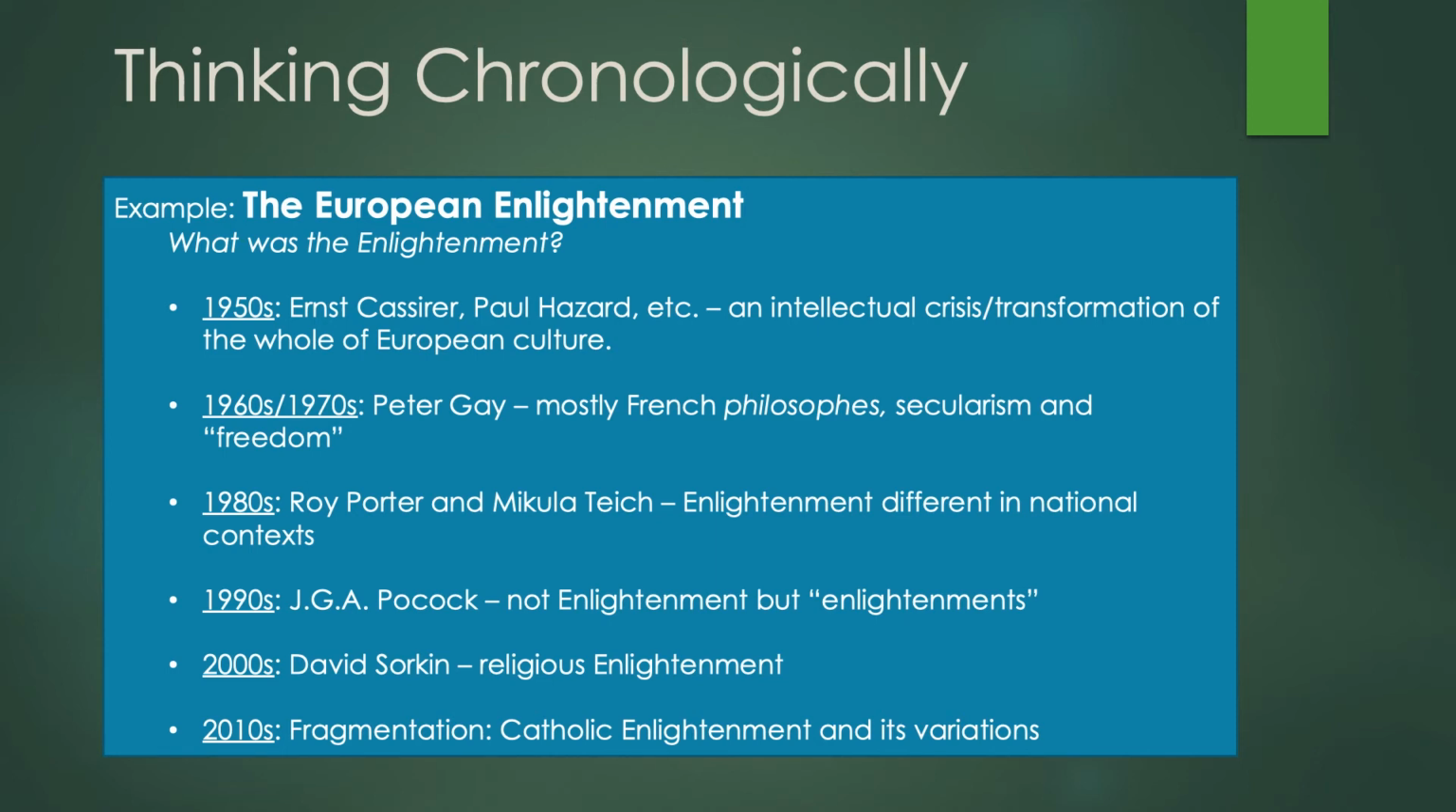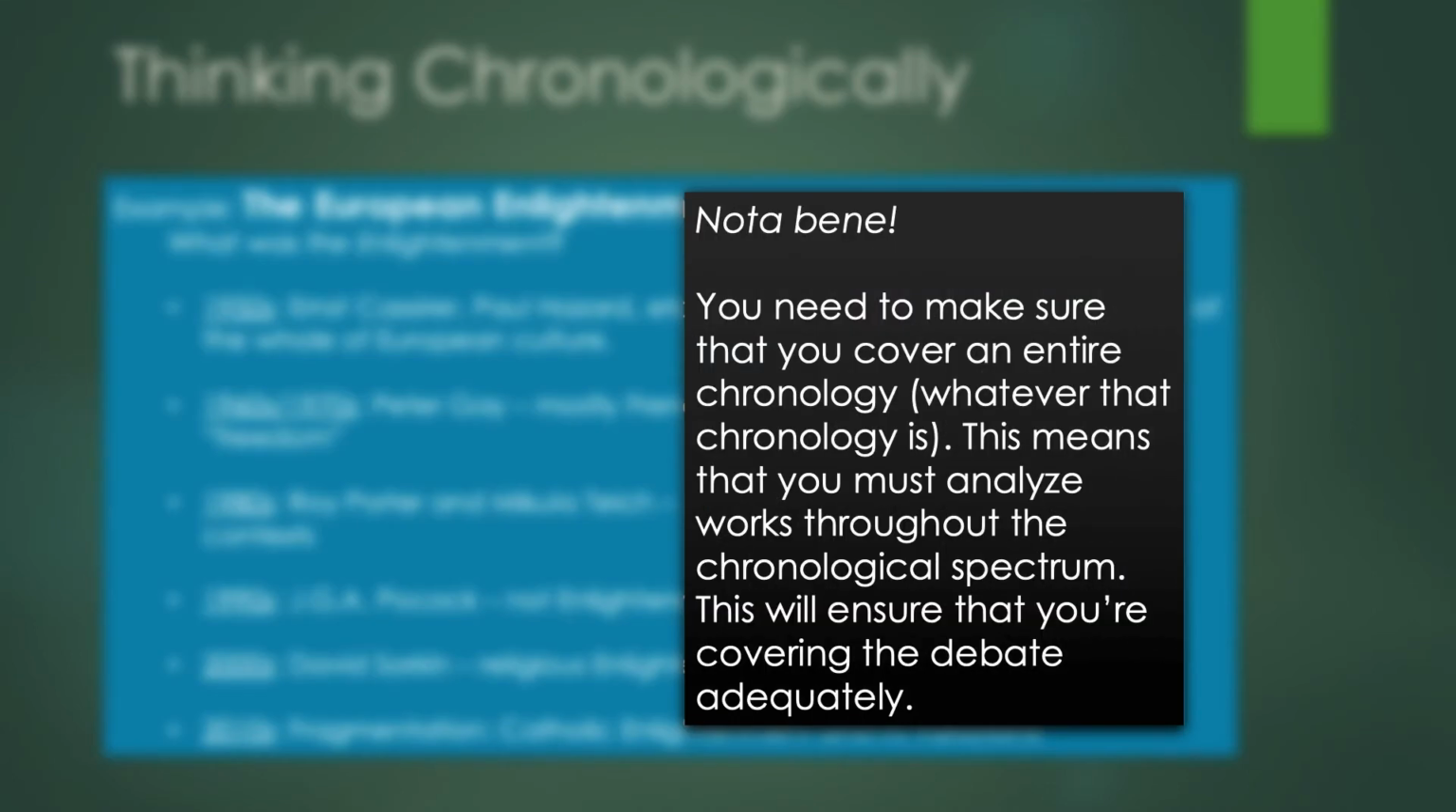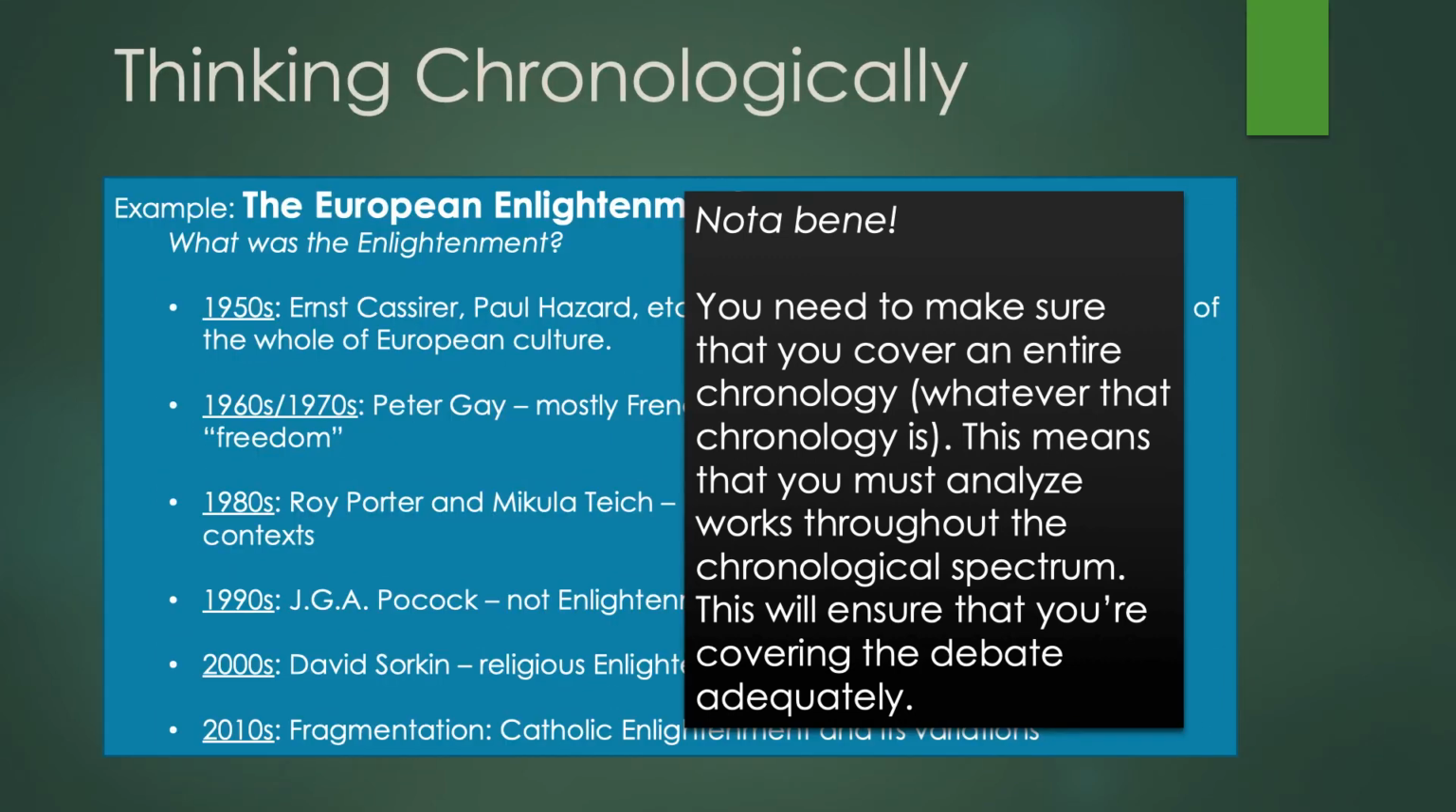One final note and reminder. You need to make sure that you cover an entire chronology, whatever that chronology is. This means that you must analyze works throughout the chronological spectrum, as I mentioned before. This will ensure that you're actually covering the debate adequately. So, for my example, I was covering the historiography of the Enlightenment from the 1950s until today. I could have zoomed in and done the historiography since the 1980s. I could have chosen whatever frame I wanted.